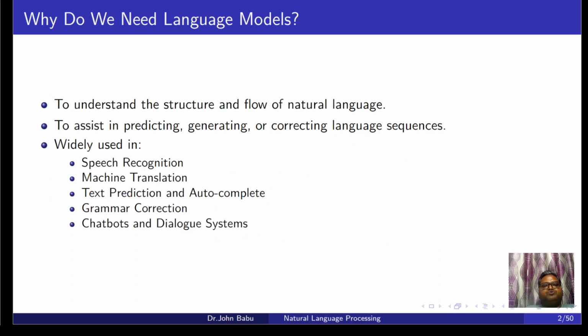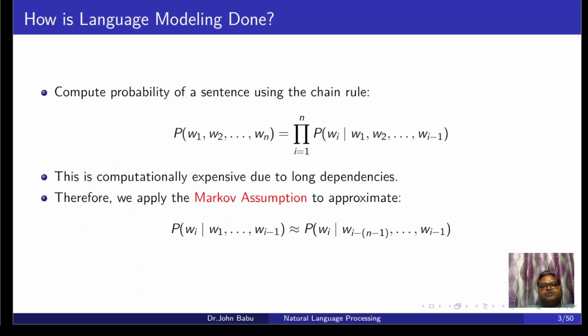How language modeling is done is that we calculate the probability of each sentence. For example, there are words W1, W2, and so on up to Wn. These probabilities are calculated using the chain rule, as the product of the probability of each word Wi given all the previous i minus 1 words. This is the chain rule, but it is computationally expensive.